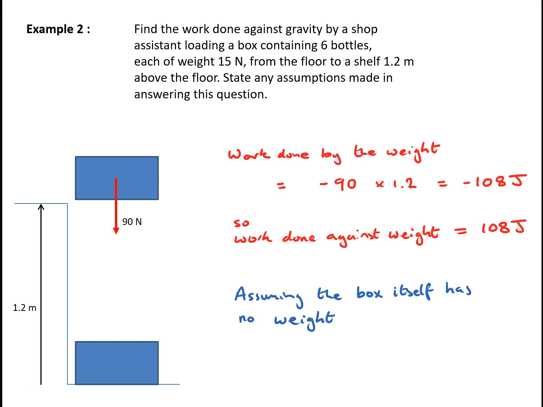The assumption that we've made there is that the box and the bottles weigh 90 newtons. In other words, we're assuming that the box has no weight itself, or is negligible compared to the weight of the bottles.